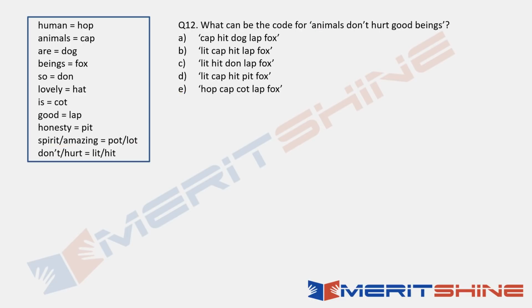And the last question, what can be the code for animals don't hurt good beings? So animals don't hurt good beings. Don't hurt is let hit. Fine. Animals is cap. Fine. And fox, lap. So cap, fox, lap, let hit. Cap, fox, lap, let hit. So this is option B.